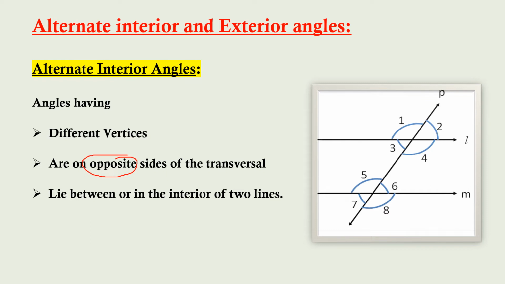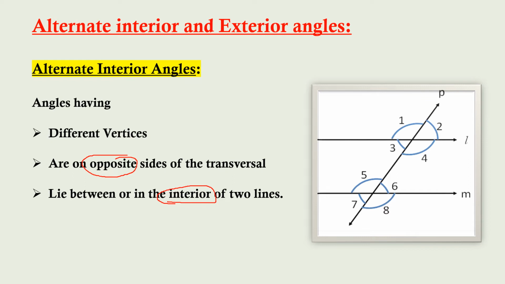Now let us look at this figure. Now let us try to find out alternate interior. अभी हमने किया that they will lie in the interior. Interior is something which is inside. Now look here. Here the interior angles are 3, 4, 5 and 6.